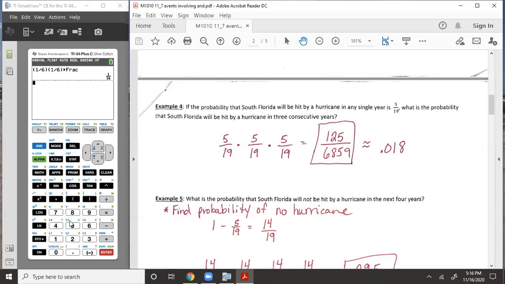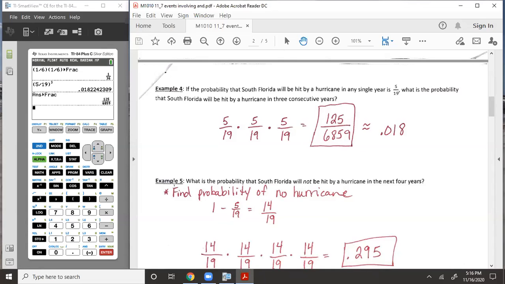A shortcut on your calculator would be taking the 5 over 19 as a fraction, putting it in parentheses, and then raising it to the 3rd power. And that's equal to 0.018. And if you want to express that as a fraction, hit math, enter, enter, and you get 125 divided by 6859.